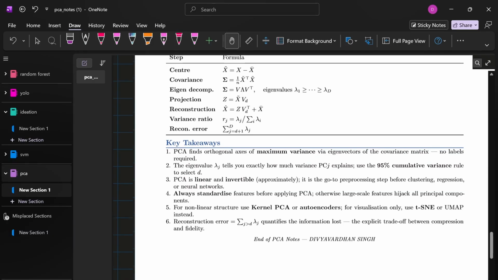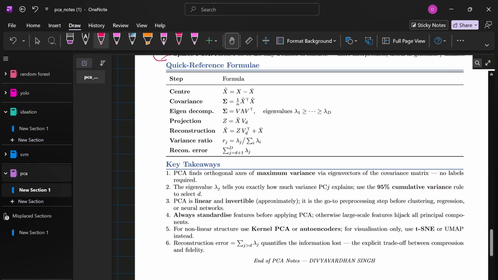So let's wrap up by taking the complete takeaways of PCA. PCA finds the direction of maximum variance. The eigenvalue of each component tells you how much variance it carries. PCA is linear and approximately invertible.